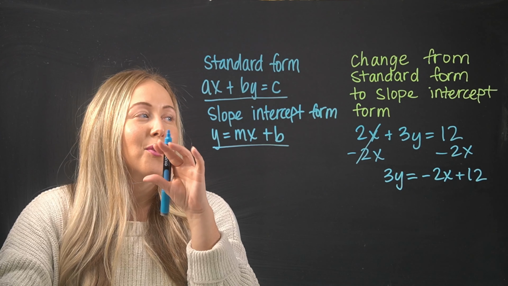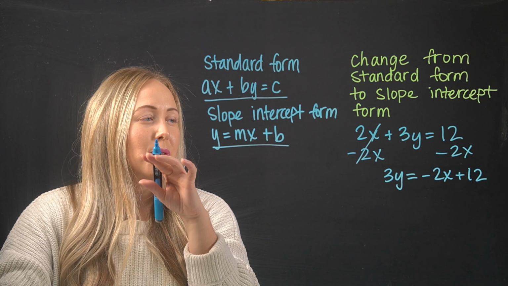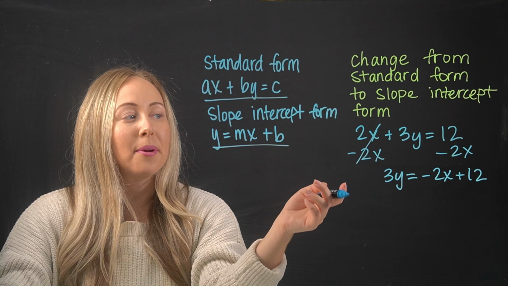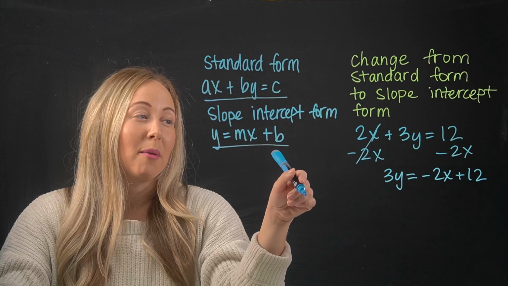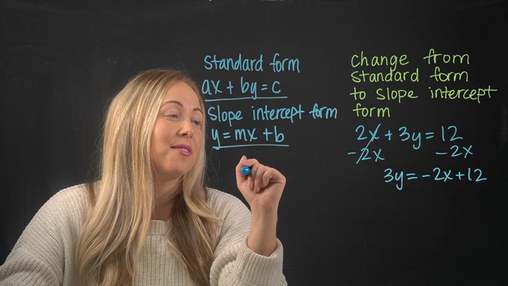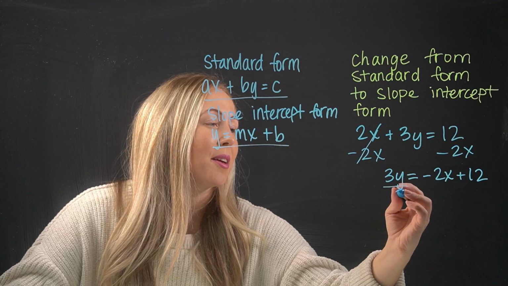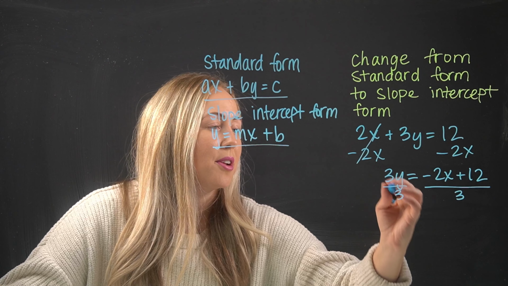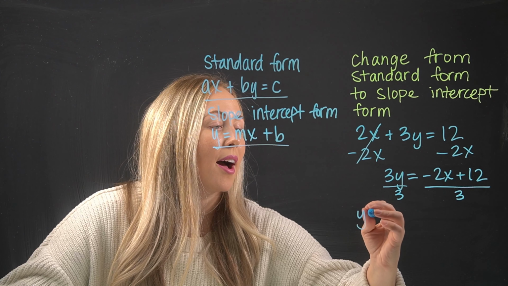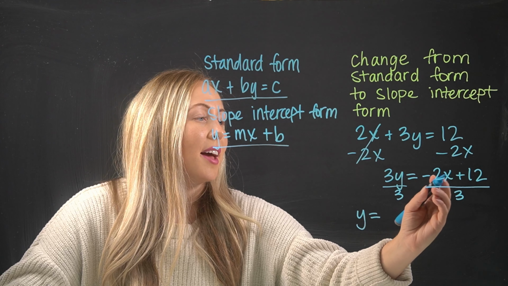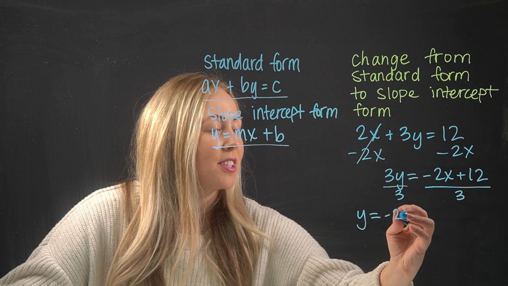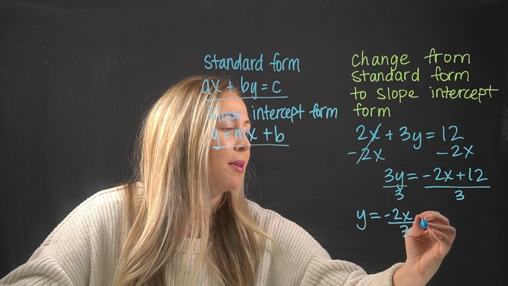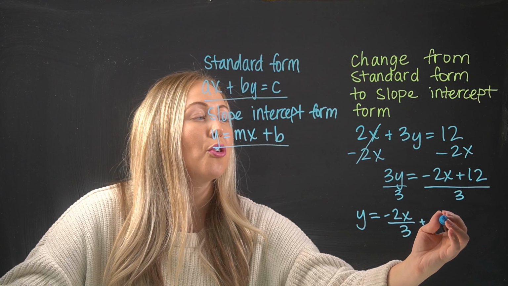Okay, we're getting closer, right? We're getting a lot closer. We want to make sure we can get that y all by itself. So what's happening to y right now? It's being multiplied by 3. Let's go ahead and divide everything by 3, right? So we're going to come out with 3 divided by 3 is 1. So 1y equals negative 2x divided by 3. We actually can't simplify that anymore. So negative 2x divided by 3 plus 12 over 3.